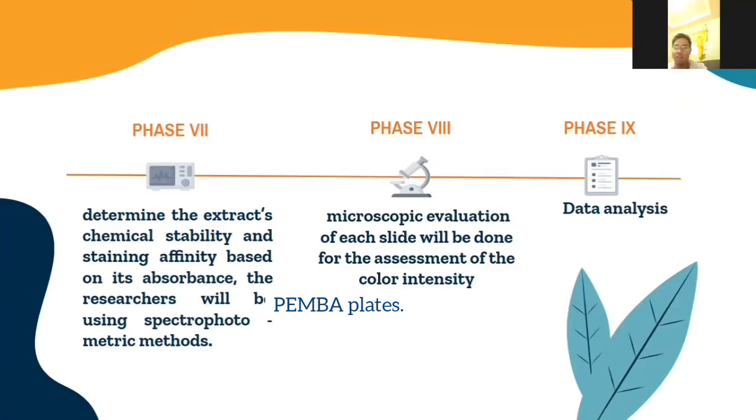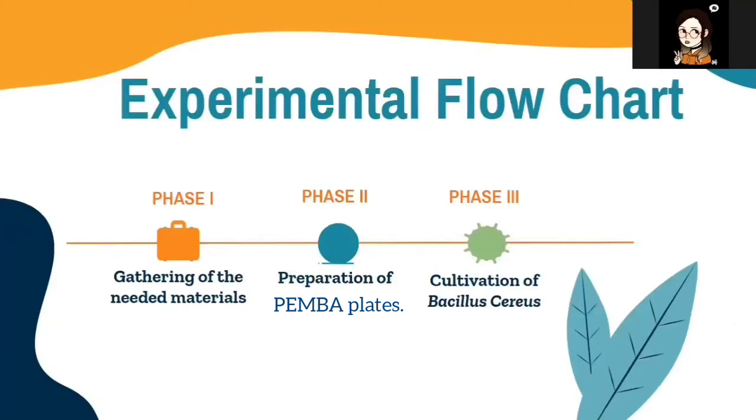The next phase, phase two, involves the preparation of the PEMBA plates. PEMBA plates, or the polymyxin pyruvate egg yolk mannitol bromothymol blue agar medium, is used as a highly specific and sensitive medium for the isolation and enumeration of Bacillus cereus. The researchers will prepare the PEMBA plates at the University of Pangasinan Medical Technology Laboratory. Next phase is the cultivation of Bacillus cereus. They will be placed in the PEMBA plates, which is our primary plating medium. Then these plates will be incubated at 35 degrees Celsius for the bacterium to grow for 48 hours.